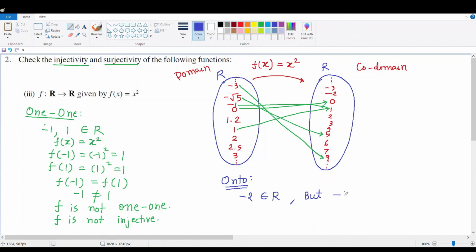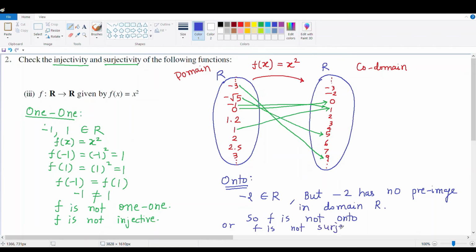Since we cannot find the pre-image of this -2, -2 belongs to R, but -2 has no pre-image in domain R, so f is not onto, or you can say f is not surjective. Okay, so we found that this given function is not injective and this function is not surjective either.